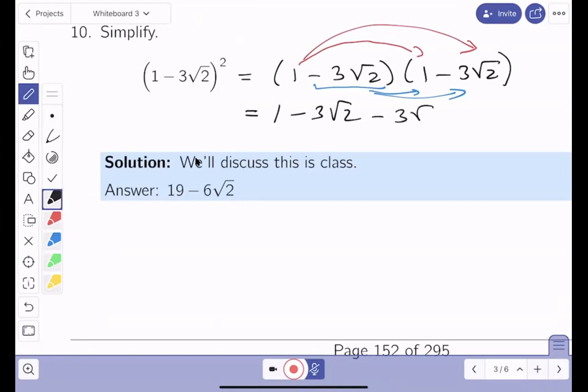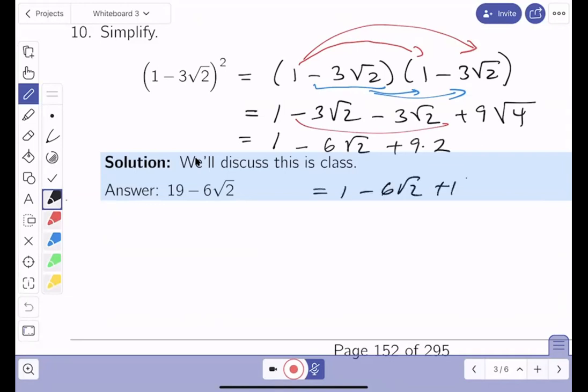Minus 3 root 2. Now, minus 3 times minus 3 is plus 9, and root 2 times root 2 is 4. Let's keep going. You get 1. That was easy. The two middle terms, they don't cancel. They combine. What do they combine to? Minus 6 root 2. And last but not least, what do you get? 9 times 2. Let's keep going. 1 minus 6 root 2 plus 18. I can add 18 and 1 together, get 19 minus 6 root 2.